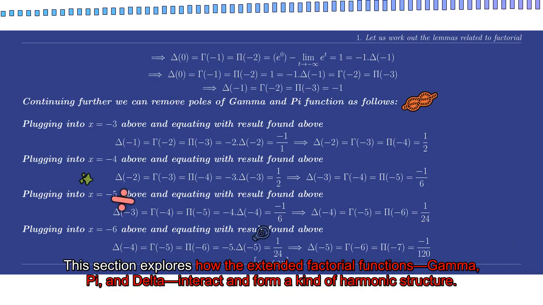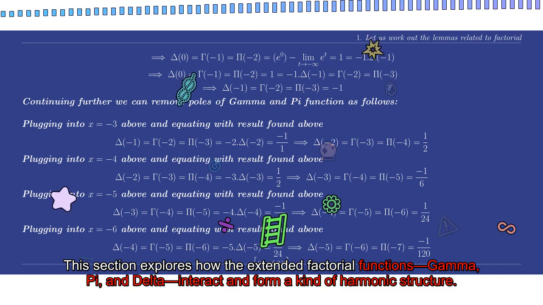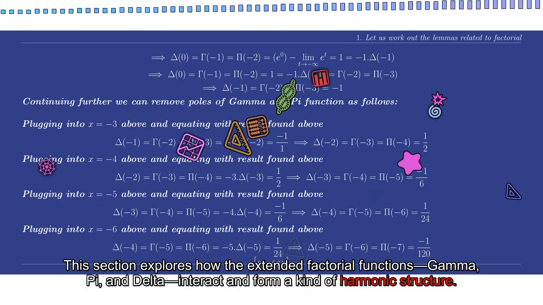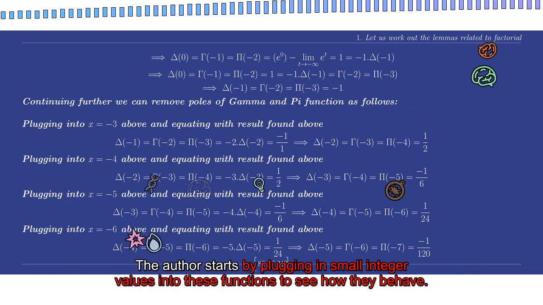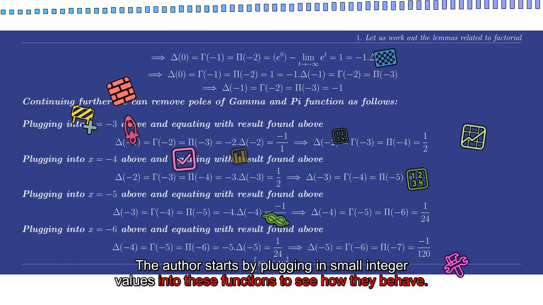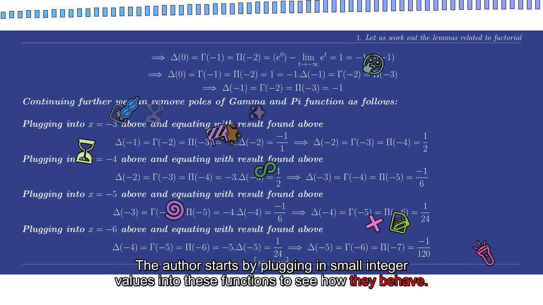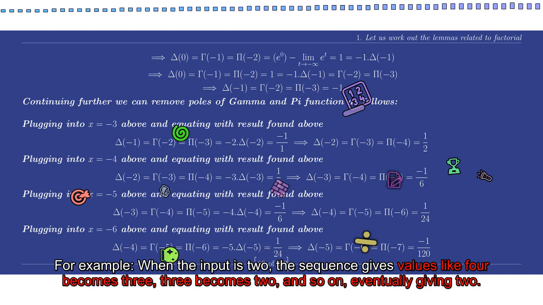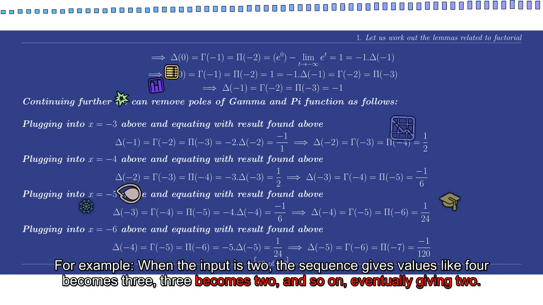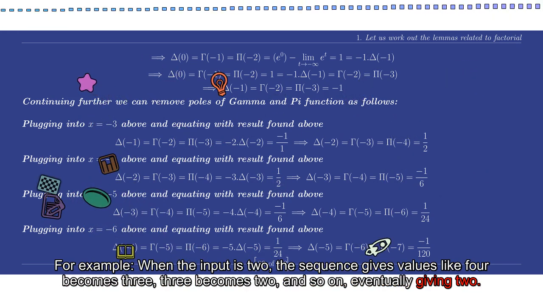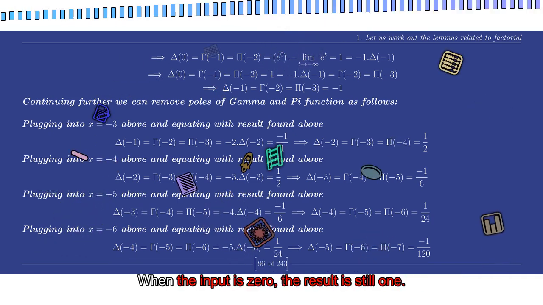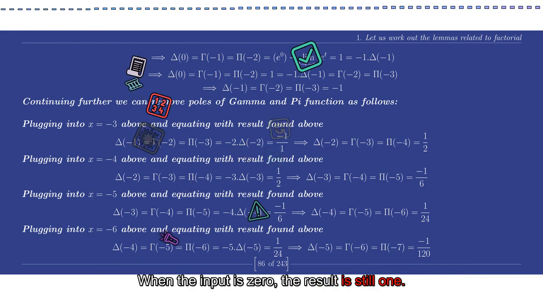This section explores how the extended factorial functions gamma, pi, and delta interact and form a kind of harmonic structure. The author starts by plugging in small integer values into these functions to see how they behave. For example, when the input is 2, the sequence gives values like 4 becomes 3, 3 becomes 2, and so on, eventually giving 2. When the input is 1, the result comes out as 1. When the input is 0, the result is still 1.